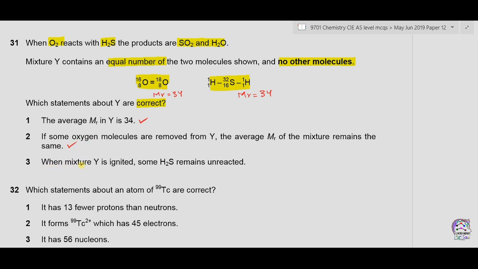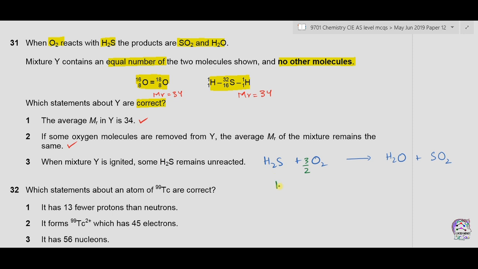Third part says when mixture Y is ignited, some hydrogen sulfide remains unreacted. Let's find out the chemical reaction on ignition. The mixture of Y consists of hydrogen sulfide and oxygen gas. It forms water and sulfur dioxide. Let's balance this chemical equation. On the product side we have 3 oxygen atoms, so we can write 3/2 O2.